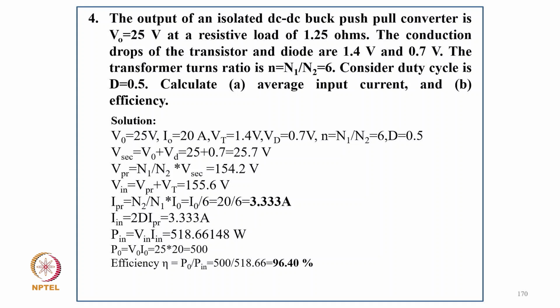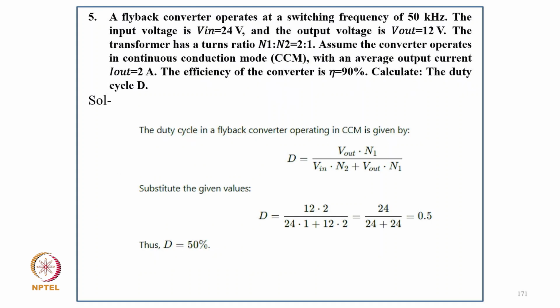So all the data are given, V_in and all that, and from this we can calculate the I prime. We calculate the primary voltage and 1 upon N2 V secondary, 154 V, V_in equal to V primary, 155, I primary and 2 upon I that comes 3.33, and I_in to I primary is 3.3, and P_in equal to V_in I_in, 518 watt, and P equal to 500 watt, and the efficiency comes at 96.40%.